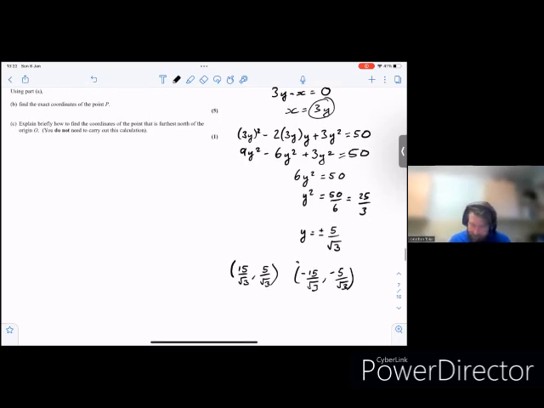You could write that in surd form. The question said give the exact coordinates, which doesn't necessarily mean it needs to be written in surd form, but it kind of does look a bit better, but that's fine.